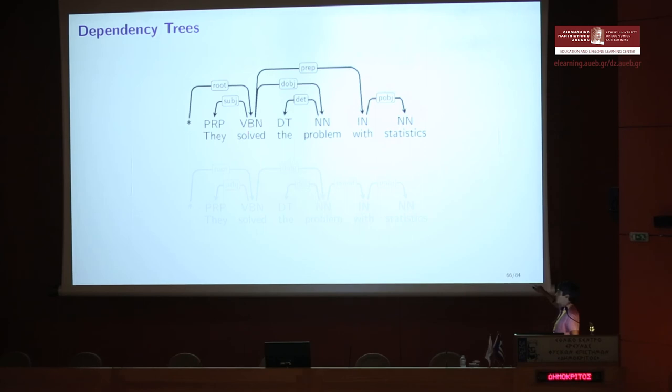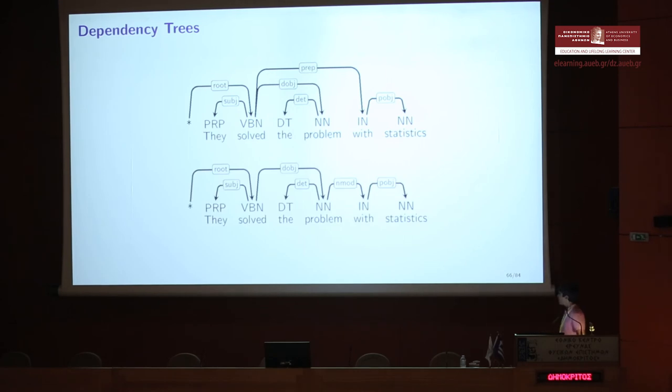And then you can ask, who solved what? You go to the subject and you get, they solved it. And what did they solve? You go to the direct object and you see the problem. And how did they solve it? With statistics. It gives you a representation of what the components are and how they relate with each other. And dependencies are always these binary arcs between any two words, and the thing needs to be a tree.